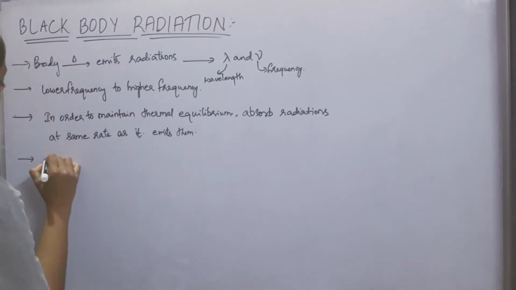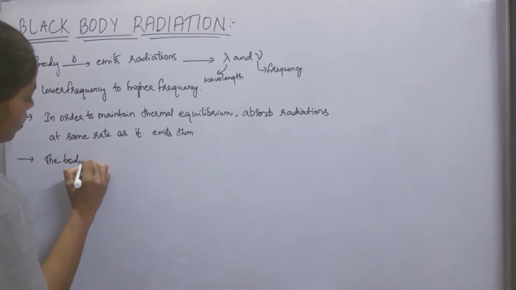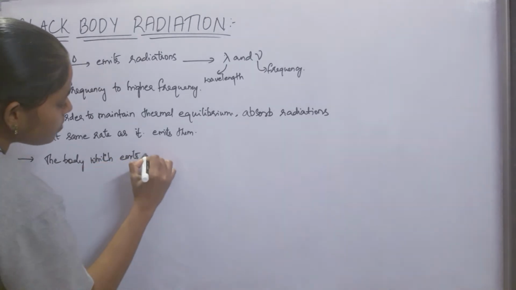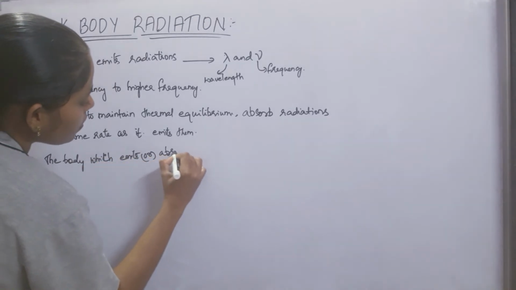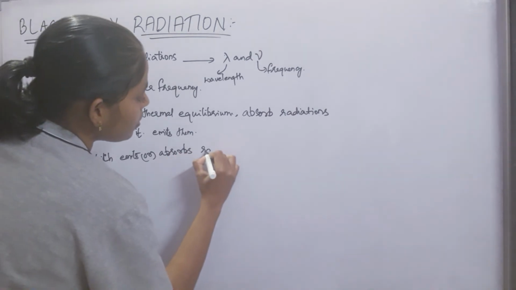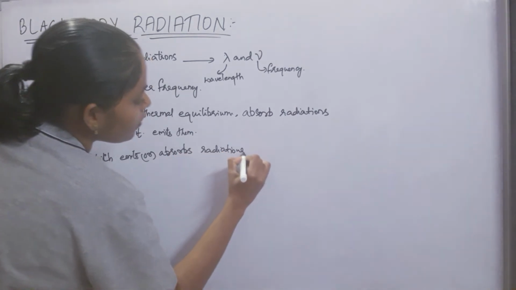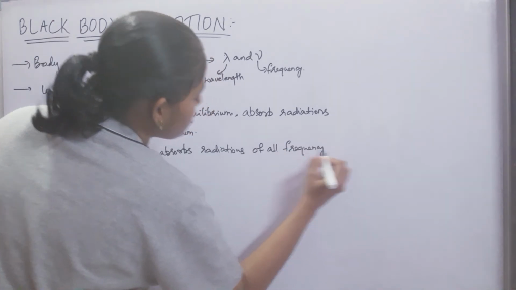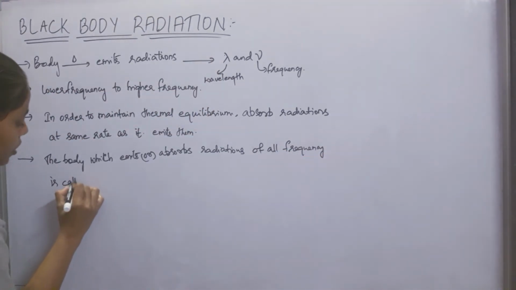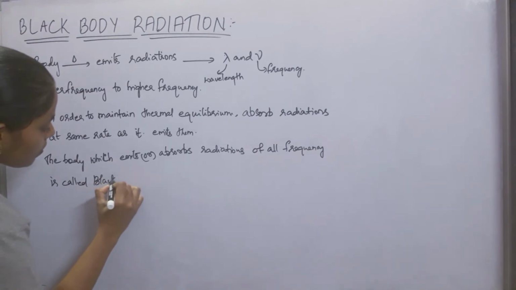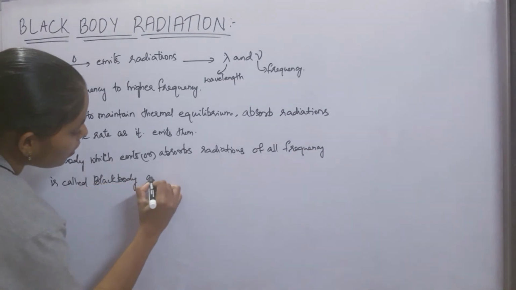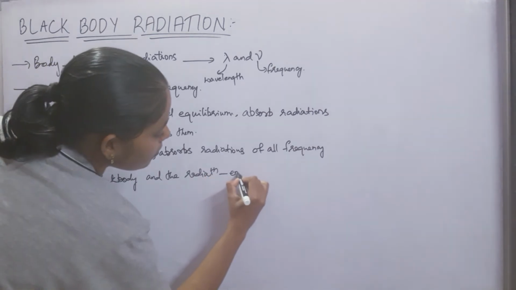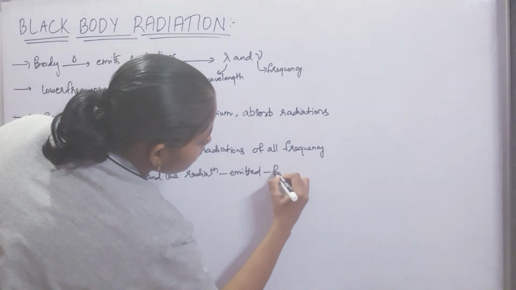So now the body which emits or absorbs radiations of all frequencies is called a black body, and the radiation that is emitted by the body is called black body radiation.